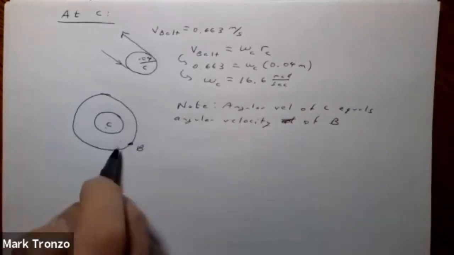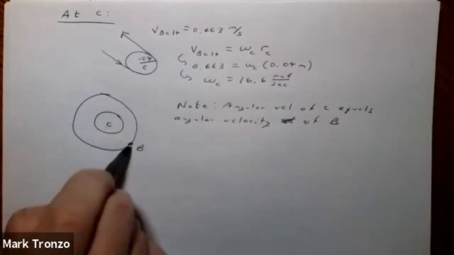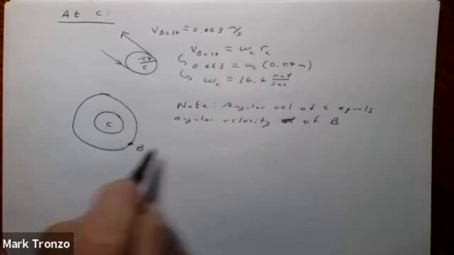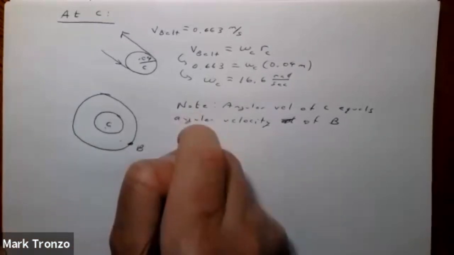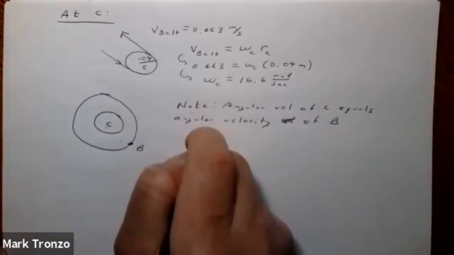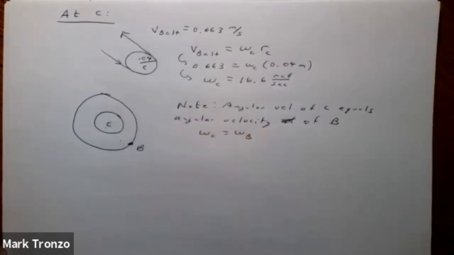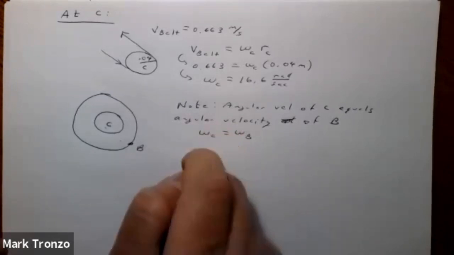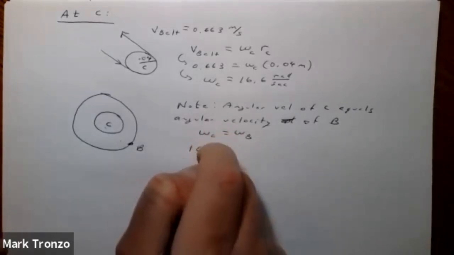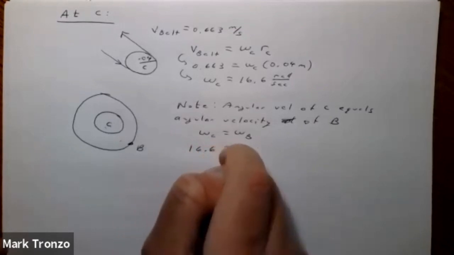I call it B, but this is at least this point, so the whole disk is going to be moving at that same angular velocity. So in other words, we have omega C equals omega B. And so that would mean that omega B, this was 16.6, is going to be equal.